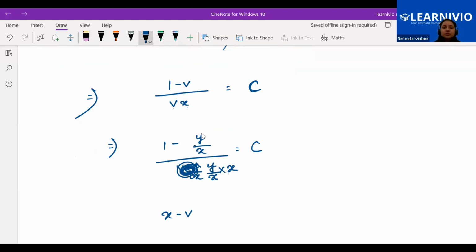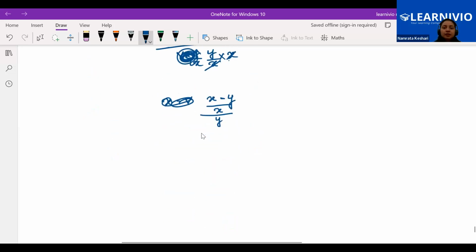So a little bit more simplification we can do over here. We can write the numerator as x minus y, right, by x, and this x and x will go by y. Yes, ma'am. That means x minus y by xy we can write is equal to c. Here we can move on. This is the required general solution.